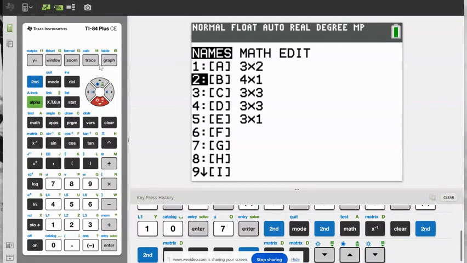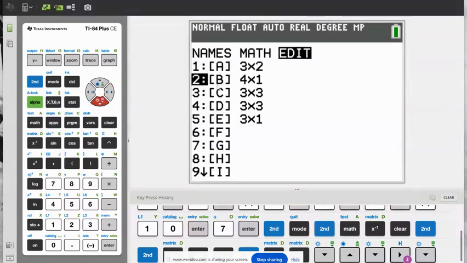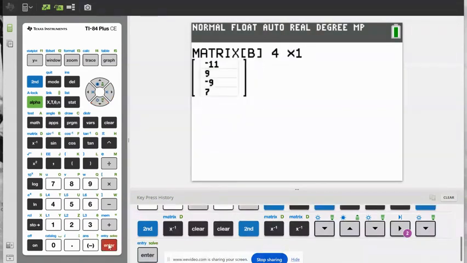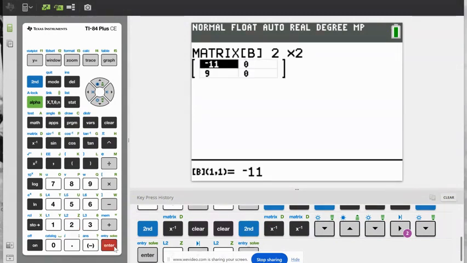So now I'm going to change matrix B. Oh, edit, hold on, go back down. Sorry, I forgot to go to edit. So I'm going to scroll over to edit. Then I'm going to go down to matrix B and I'm going to press enter. And now our dimensions are 2 by 2 this time. And now I'm going to enter in the elements.